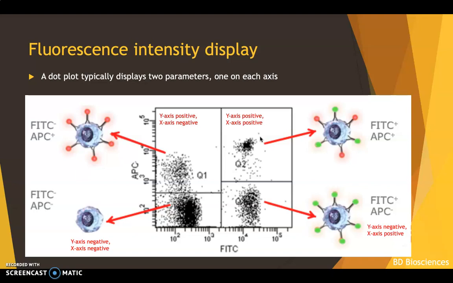But this is just the basic use that I've introduced here, which is immunophenotyping. Basically, we want to know the characteristics of the cell, whether it has a certain antibody or doesn't have a certain antibody, so that we can identify the cell population of interest.